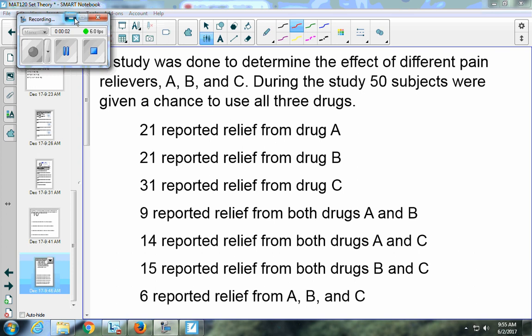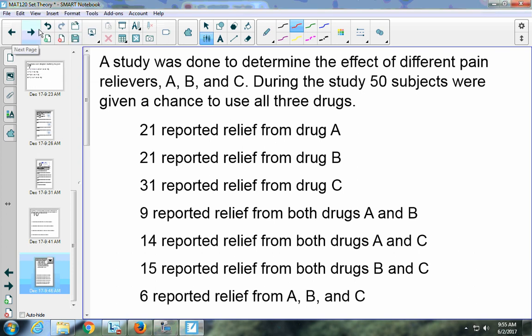In this video, we are going to review how to build a Venn diagram and answer questions based on it, given the results of a survey. If we look at this example, they tell us that there was a study to determine the effect of different pain relievers A, B, and C. They did the study on 50 subjects, and these subjects were given a chance to use all 3 drugs. Then they list out who had relief from what drugs.